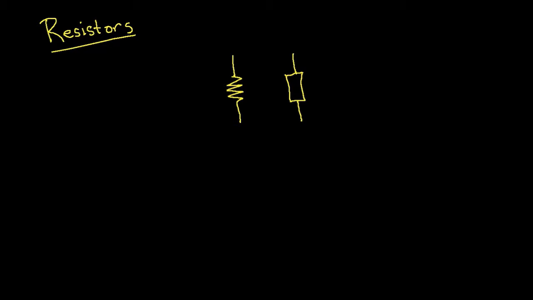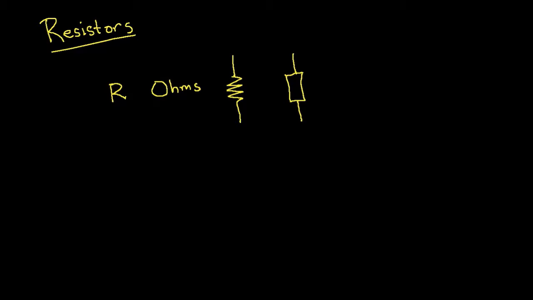Resistance, which is a property of resistors, is often denoted as R. It's measured in units of ohms, which are named after a famous German engineer who investigated the properties of resistors.